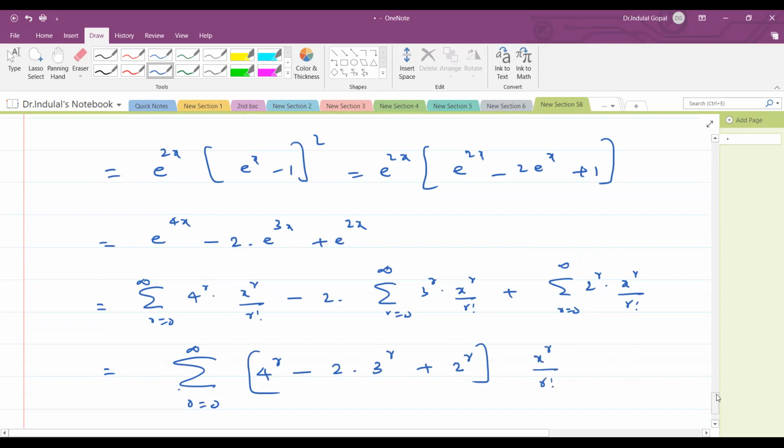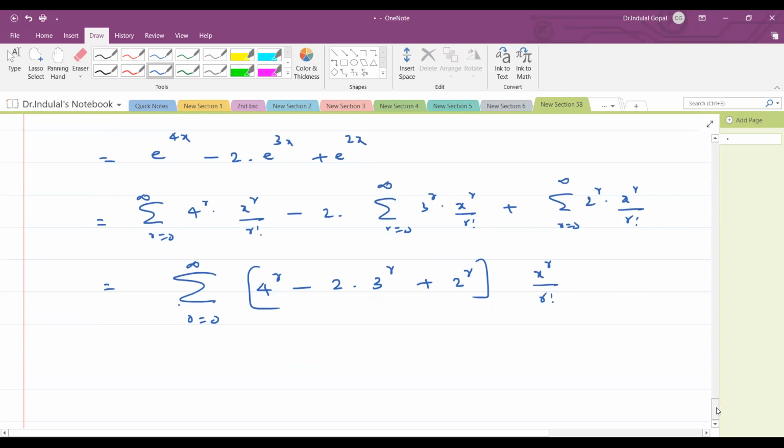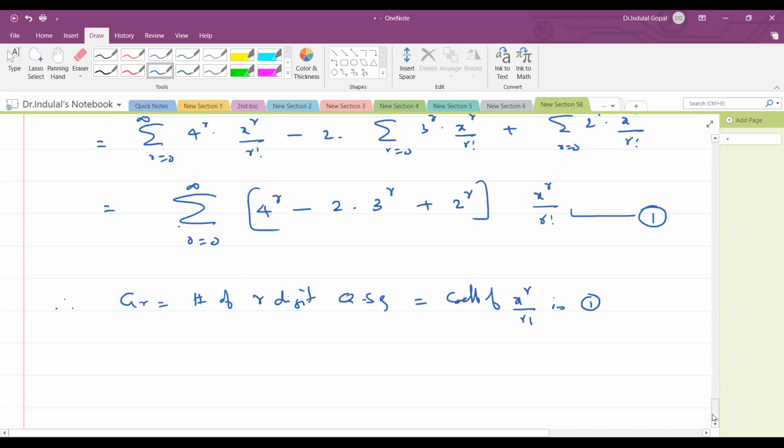The exponential generating function for A_r is simplified enough to read off. Therefore A_r, the total number of r-digit quaternary sequences, is equal to the coefficient of x raised to r by r factorial in 1. We call this 1. And that is equal to 4 raised to r minus 2 times 3 raised to r plus 2 raised to r.